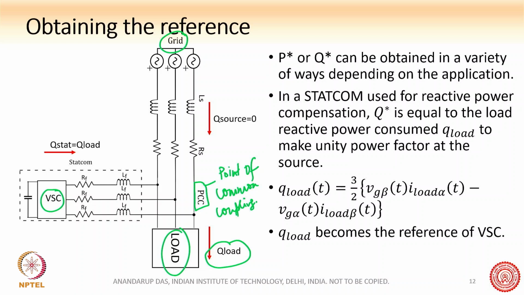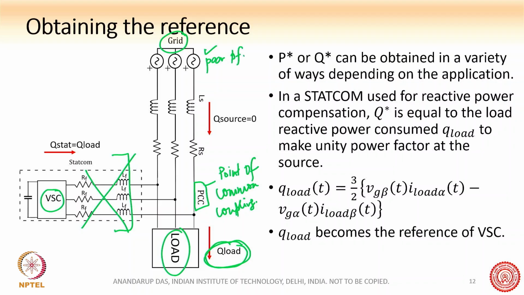Okay, what do we do here? Suppose for the time being assume that this does not exist. So the grid and the load is exchanging active and reactive power. Okay, and then the load may be absorbing a certain amount of reactive power. This will make the grid operate at poor power factor.